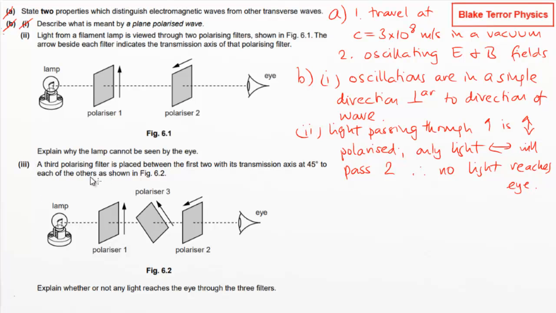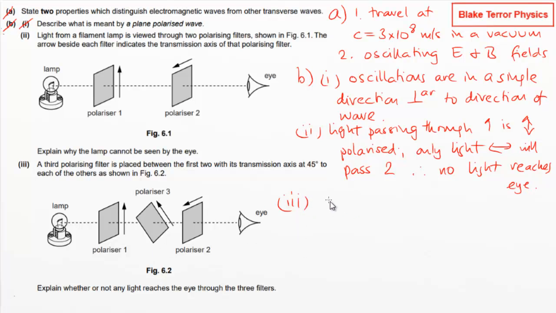Right, they're going to put one in the middle now, aren't they? They always do this. This sort of question comes up quite a lot. They're going to put a third polarizing filter in between those two with its transmission axis at 45 degrees, because you always think, how can you get more light going through by putting another polarizer in the way? But you can. So explain whether or not any light reaches the eye through the filters.